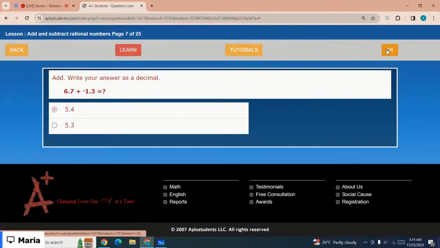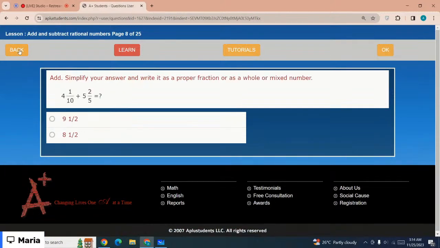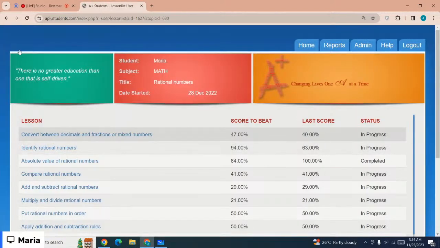Okay, you can complete the lesson by yourself later today. Let me just move on to next lesson. And the next lesson is multiply and divide rational numbers.